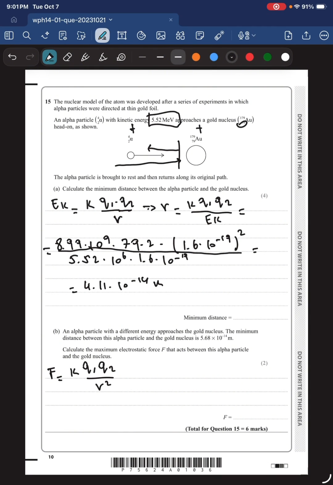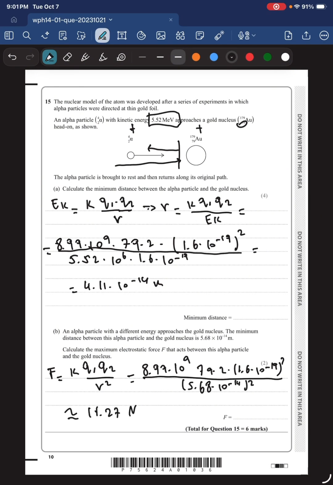So K is 8.99 times 10 to the 9. And then we have 79 times 2 times the charge squared over the distance 5.68 times 10 to the negative 14 squared. And if we work this out, we find 11.27 newtons. So about 11.3 newtons.